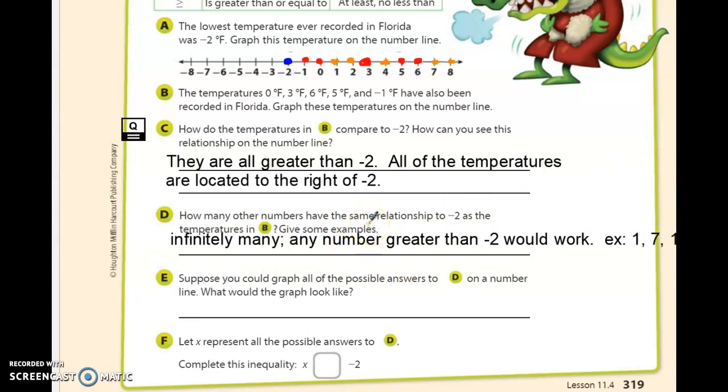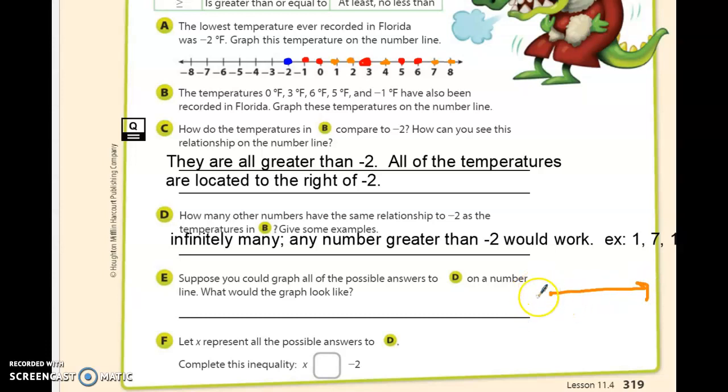Part E. Suppose you could graph all of the possible answers to D on a number line. What would that look like? What would that graph look like? Well, we know when we have a number line, if we're going to graph all the numbers on the right of -2, that's going to be a ray like this. It's going to have a start at -2, and it's going to go on forever.